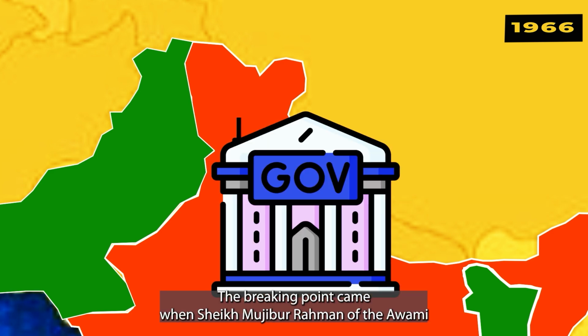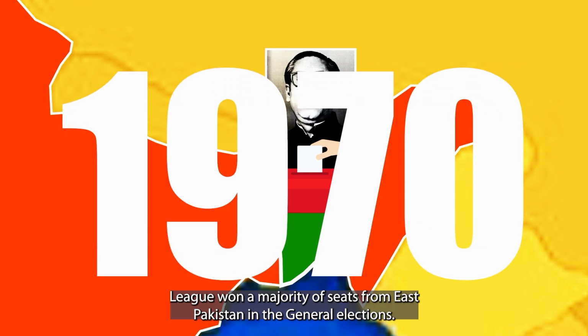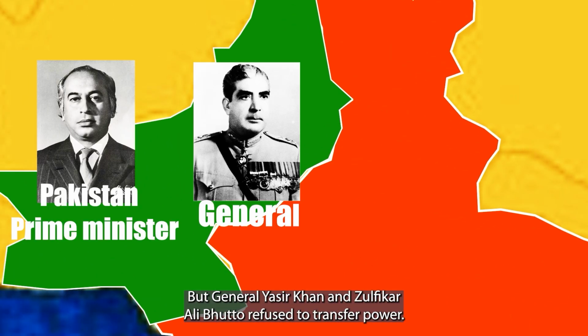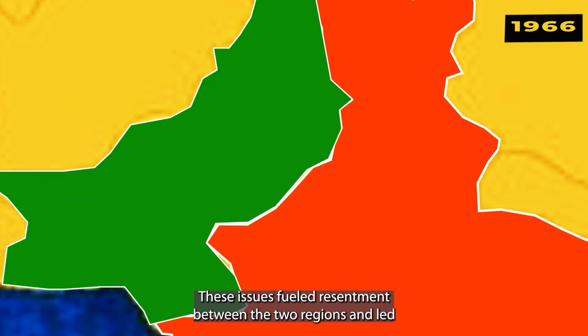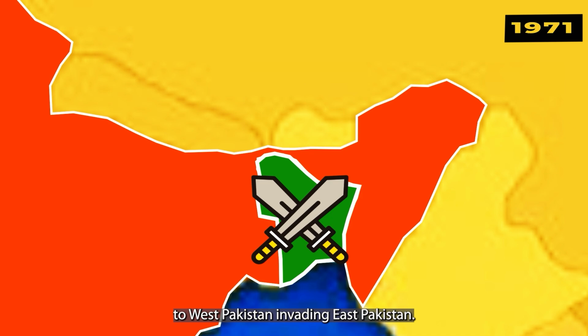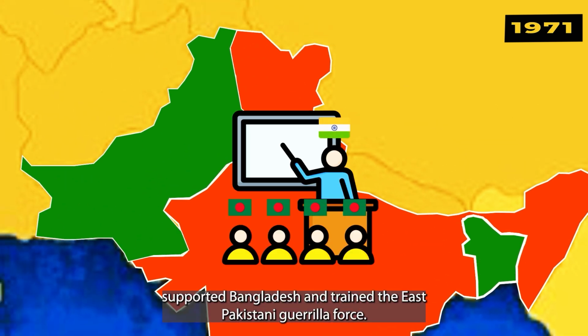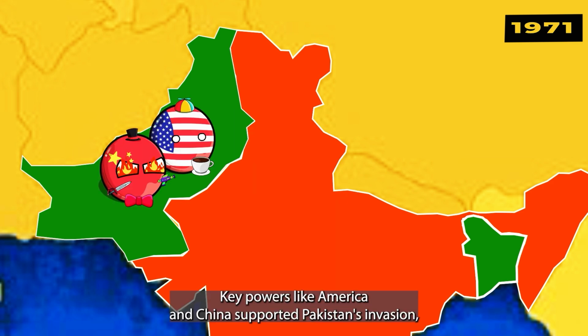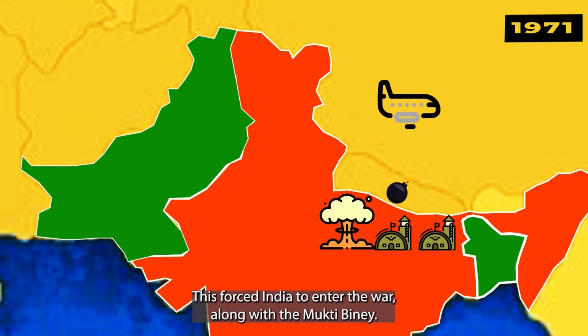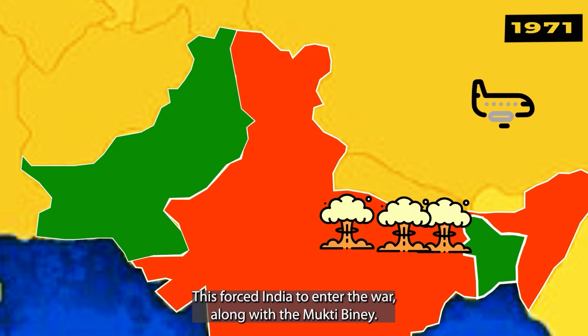The breaking point came when Sheikh Mujibur Rahman of the Awami League won a majority of seats from East Pakistan in the general elections, but General Yahya Khan and Zulfikar Ali Bhutto refused to transfer power. These issues fueled resentment between the two regions and led to West Pakistan invading East Pakistan. India initially covertly supported Bangladesh and trained the East Pakistani guerrilla force, Mukti Bahini. Key powers like America and China supported Pakistan's invasion, emboldening the Pakistanis to bomb Indian air bases. This forced India to enter the war along with the Mukti Bahini.